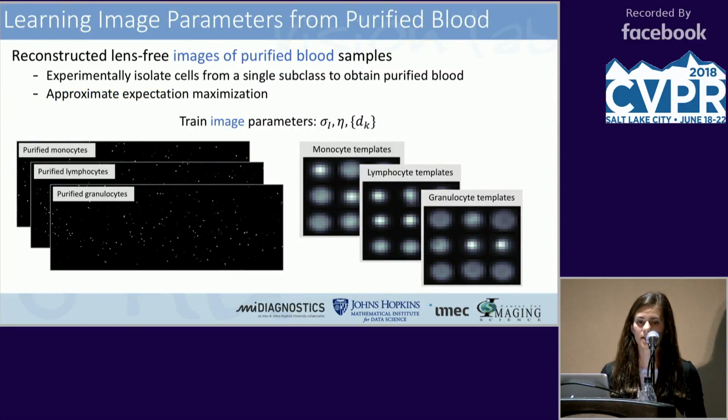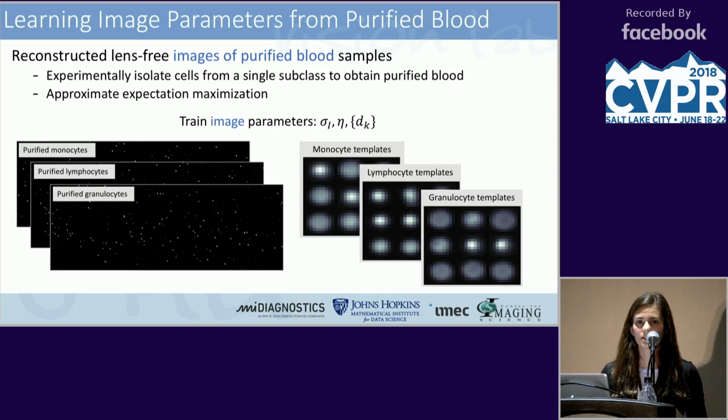So the first data set that we use is data that comes from reconstructed lens-free images of purified blood samples. What this means is that an experimental procedure has been done to isolate cells belonging to a single subclass to obtain something called purified blood. So we now know the class of the cells in the image, and we can use approximate expectation maximization to train the image parameters. For example, we can use a granulocyte image to learn the granulocyte templates.